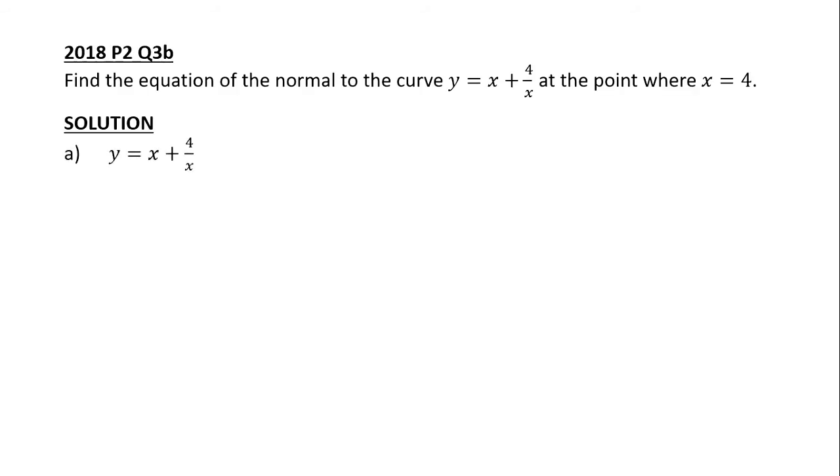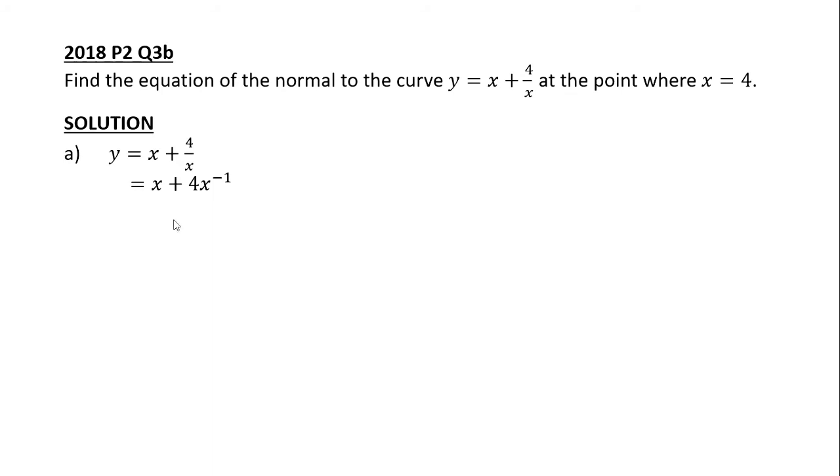2018. Find the equation of the normal to the curve y equal to x plus 4 over x at the point where x equal to 4. So to find the equation of the normal, we'll have to find the gradient of the tangent first. So we are going to say y equal to x plus 4 over x. We are going to change that denominator x into a negative index by putting a negative 1. So 4 over x is the same as 4x to the power negative 1.